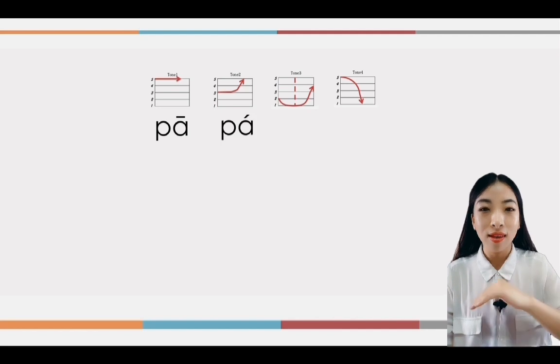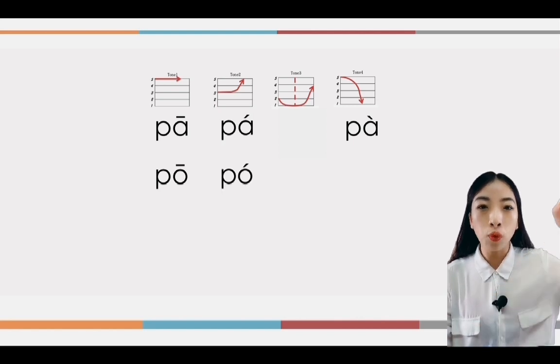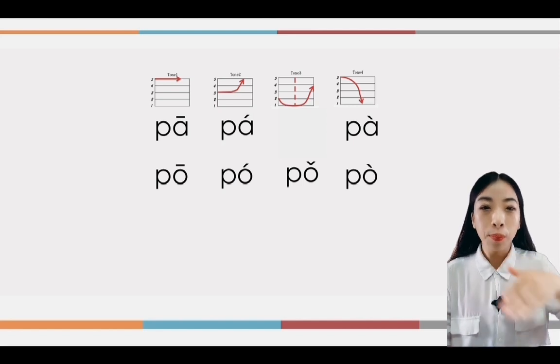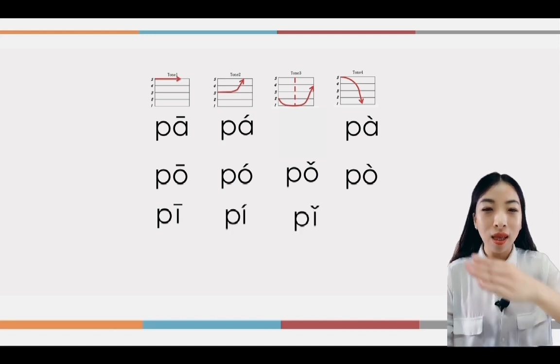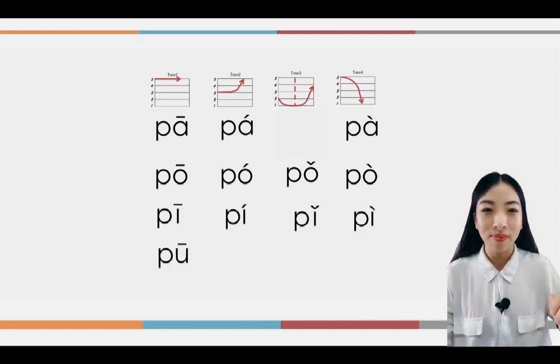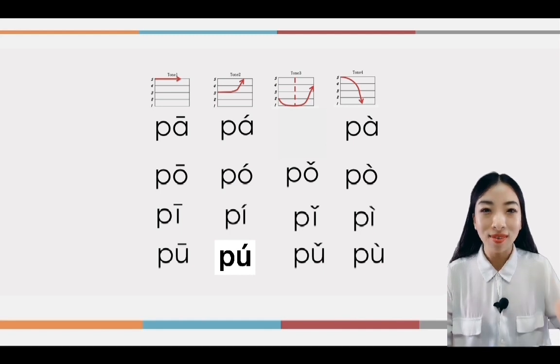Pa, pa, pa. Po, po, po, po. Pi, pi, pi, pi. Pu, pu, pu, pu.